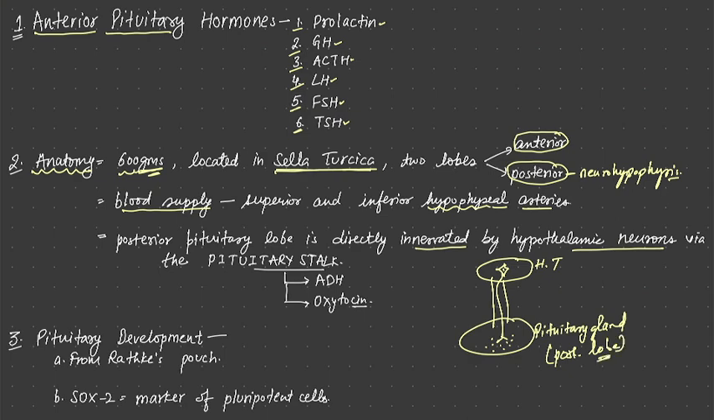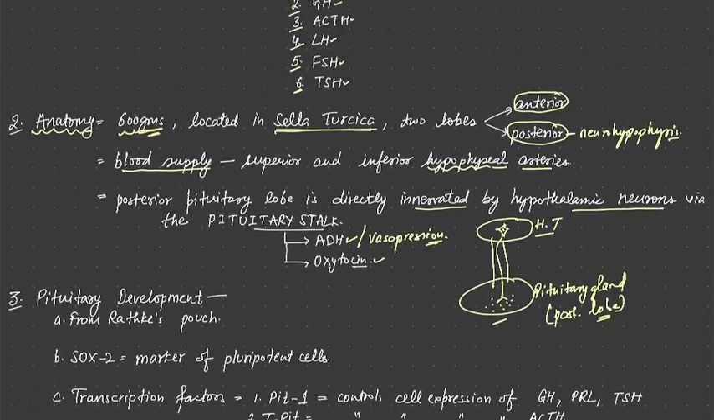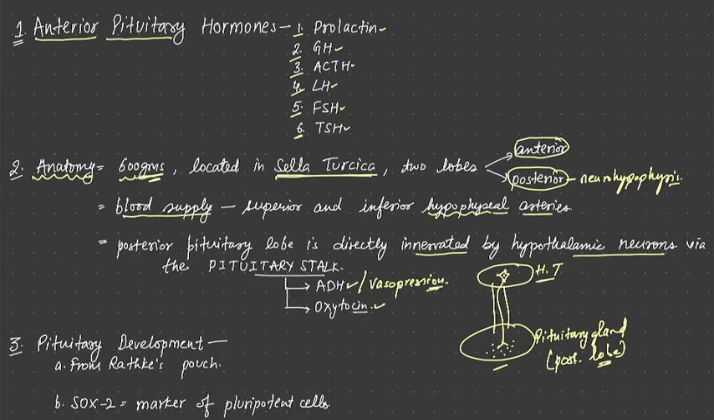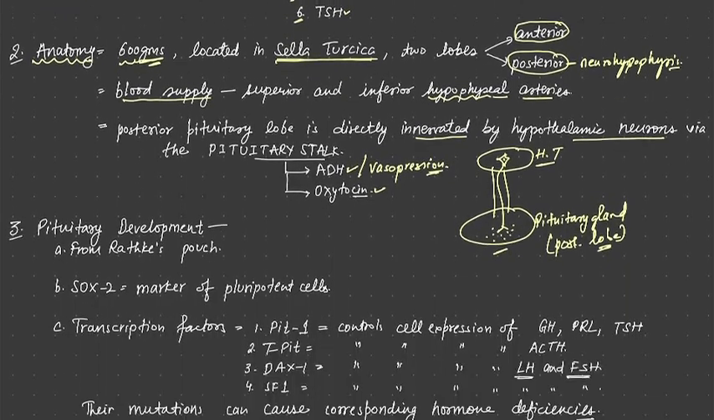Two hormones which are produced in the hypothalamus and released in the pituitary are ADH and oxytocin. ADH is also called vasopressin. ADH means antidiuretic hormone. Vasopressin and oxytocin are very important hormones produced by the posterior lobe of the pituitary gland. So six hormones by the anterior and two hormones by the posterior lobe.